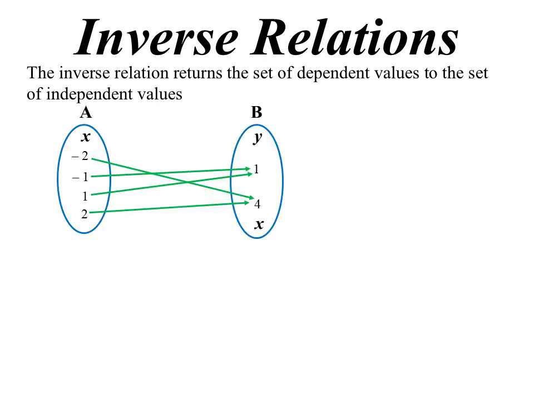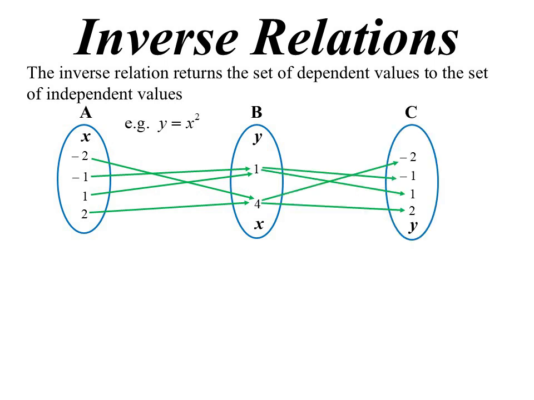Simple example here. Here's a set A going to set B. It uses the relationship y equals x squared. Now if I want to send that back to another set, I could use the relationship y equals plus or minus the square root of x. And in effect, I've got the same set. A and C would actually be equal. They're the same. So I've applied the inverse and I've undone the relationship.